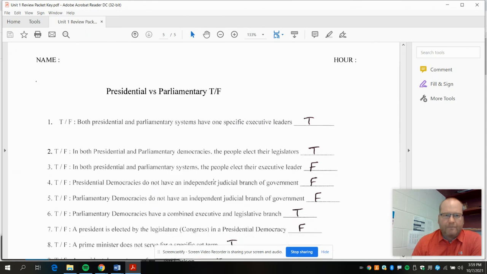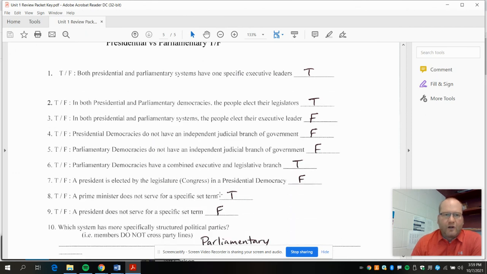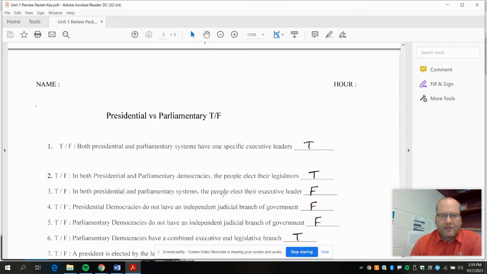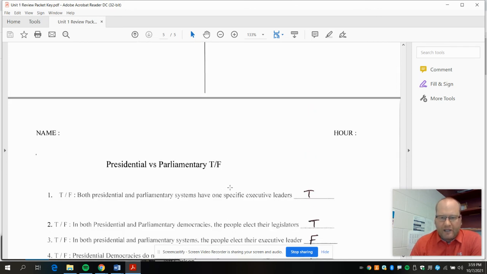That's their primary job. And then lastly, the true or false. Number one, both presidential and parliamentary systems have one specific executive leader. Yes. In a presidential system, it's the president. In a parliamentary system, it's usually what they call a prime minister.